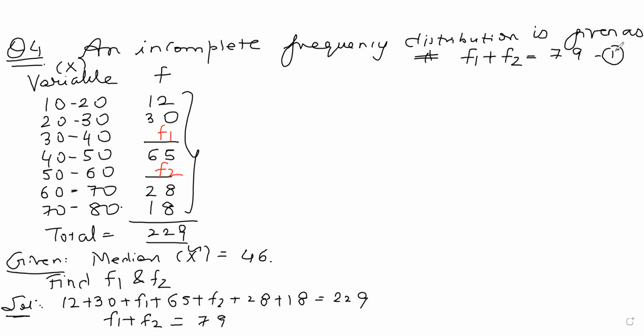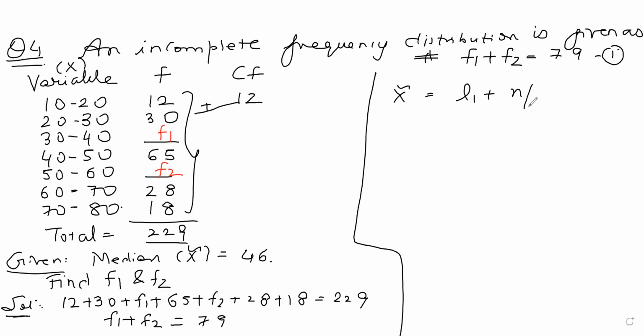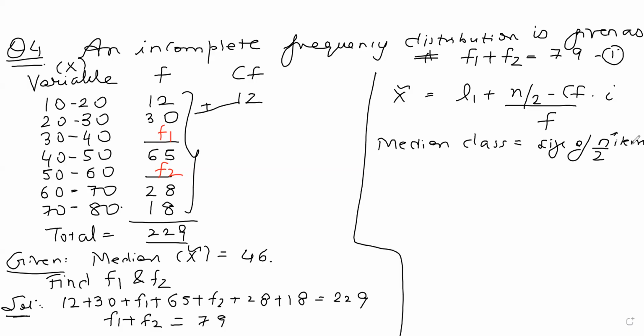Now we are going to calculate something called cumulative frequencies. How do I find the cumulative frequencies? 12 plus 30. We are going to repeat the same process. Remember, what's the formula for median? Median is L1 plus n by 2 minus CF upon F into I. But before that, we are going to find the median class. Median class is the size of n by 2th item. So how do I find that? 12 plus 30, 42.